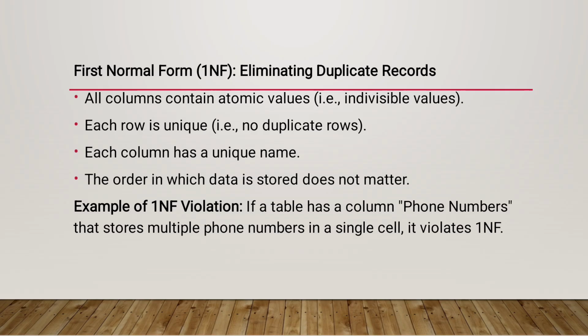The data should be stored with unique names and unique rows. Example, if a table has a column, phone number, and it's stored in multiple forms, it violates the first normal form. So what will we do? It means we have to store the phone number in a separate single cell.